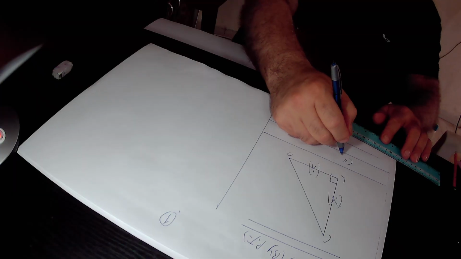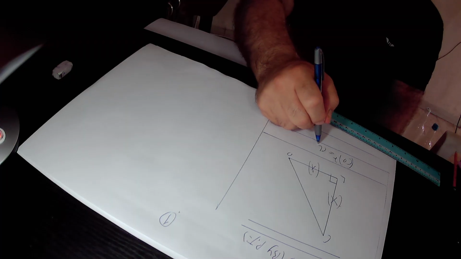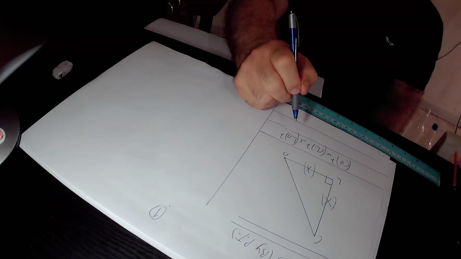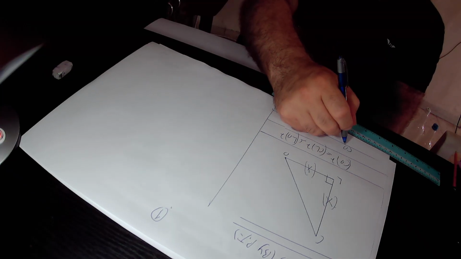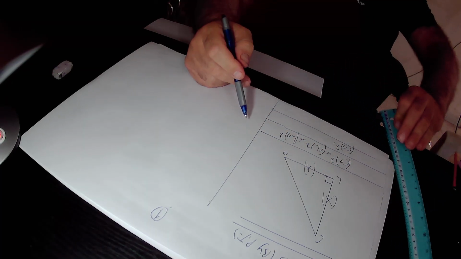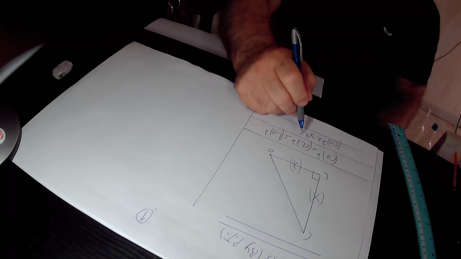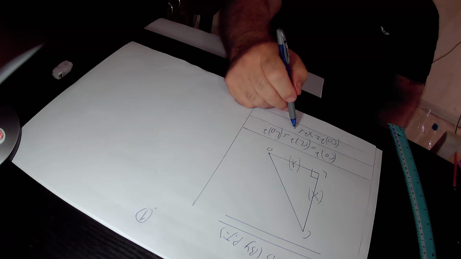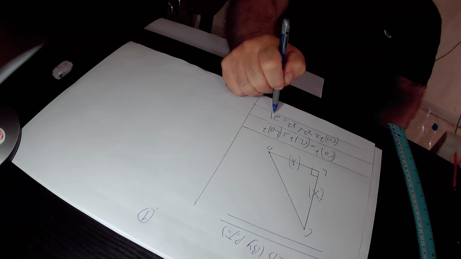CO squared equals CL squared plus LO squared. CO is the missing side, so we leave it as it is. CO squared equals CL squared. CL equals x, therefore CL squared is x squared, plus LO squared. LO is also equal to x, therefore LO squared is x squared. In total, CO squared equals x squared plus x squared, that is 2x squared.